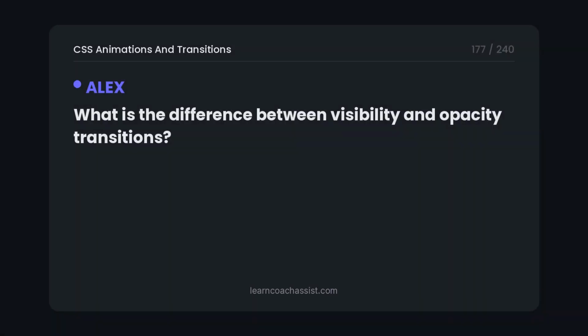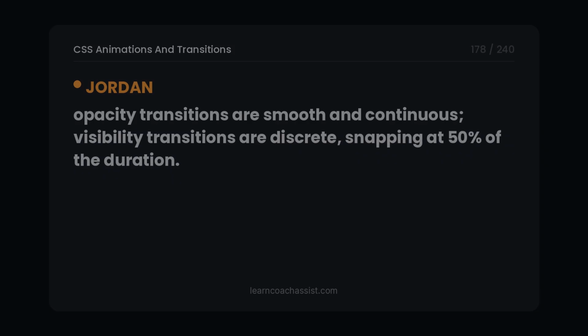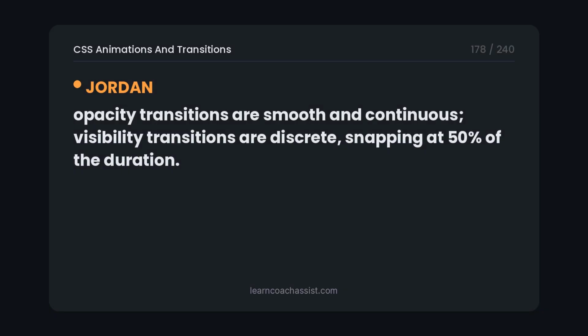What is the difference between visibility and opacity transitions? Opacity transitions are smooth and continuous. Visibility transitions are discrete, snapping at 50% of the duration.